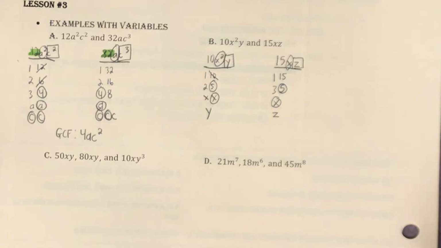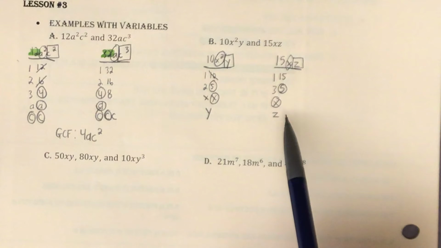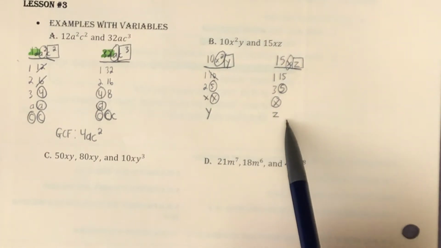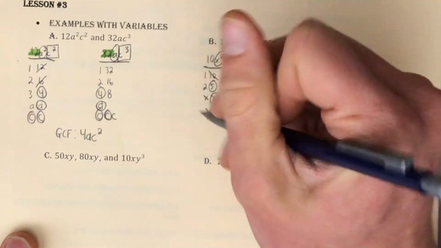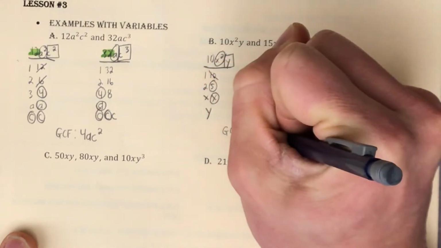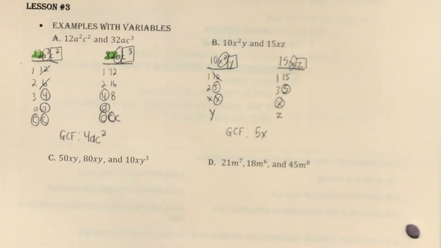So x is there. Now I notice that I have a y in this list, but not in this list. So I can't have it as a greatest common factor because it's not in both lists. I also have a z in this list, but it's not in this list. So again, I can't have it as a part of my greatest common factor because it's not in both lists. So when I look at this and what I circled, I have a greatest common factor of 5x. All right. Well, I'd encourage you to try example C now on your own, then check your answer with mine.